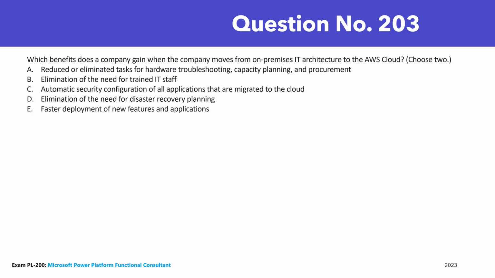Which benefits does a company gain when the company moves from on-premises IT architecture to the AWS Cloud? Choose 2. A. Reduced or eliminated tasks for hardware troubleshooting, capacity planning, and procurement. B. Elimination of the need for trained IT staff. C. Automatic security configuration of all applications that are migrated to the cloud. D. Elimination of the need for disaster recovery planning. E. Faster deployment of new features and applications. Correct answers, A and E.